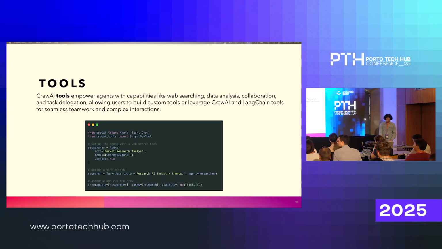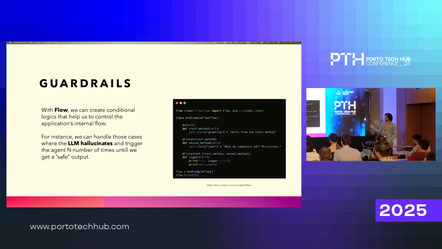And in addition to that, we also have custom tools. So we can write a Python function that does something, and then we can give it to our agent. We just have to follow the structure that is suggested by CrewAI.